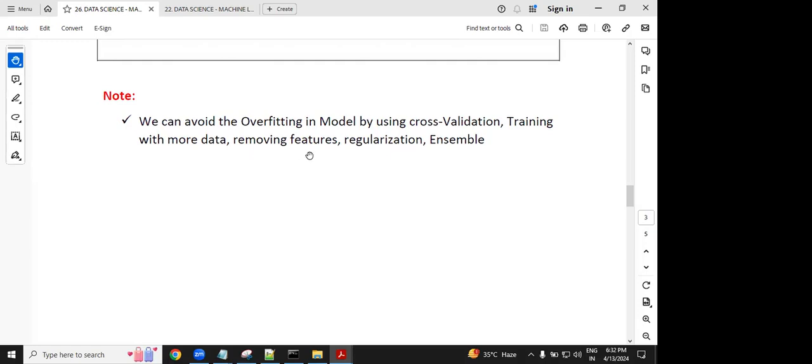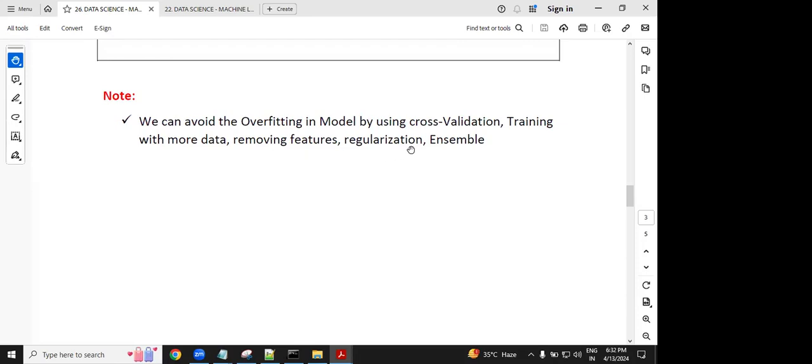And removing features: sometimes we need to identify which feature is really relevant and which feature is really irrelevant. We need to understand which feature is performing well and which is not. I can cover this point during XGBoost.